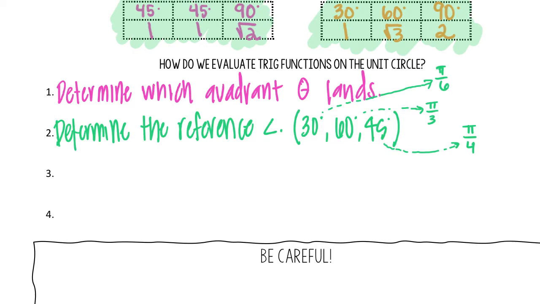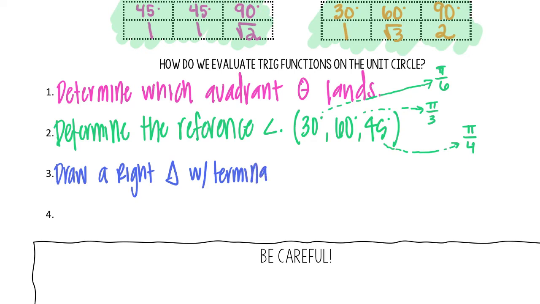So for example, if I gave you the angle 11 pi over 6, you would think, okay, that lands in the 4th quadrant, and my reference angle is 30 degrees. The next thing you're going to do is you're going to draw a right triangle with the terminal side of the angle, the end side of the angle, and the x-axis.